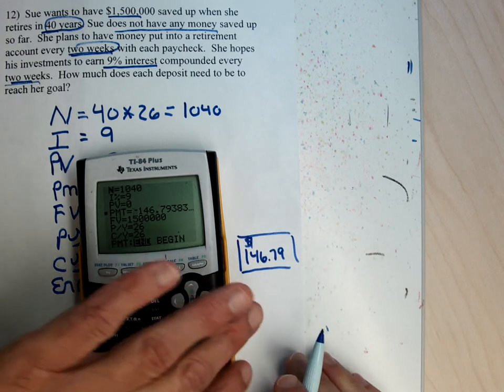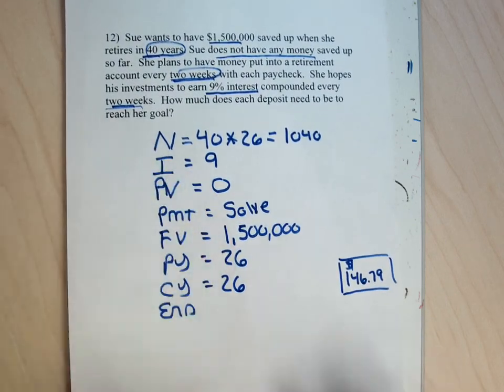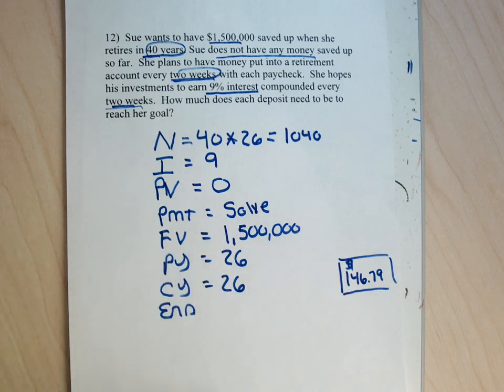So maybe if you start depositing at 25 and retire when you're 65, and if you can get 9% interest, if you start with nothing, and every paycheck, if you're getting paid every 2 weeks, you put $146.79 in, then in 40 years you'll have $1,500,000.